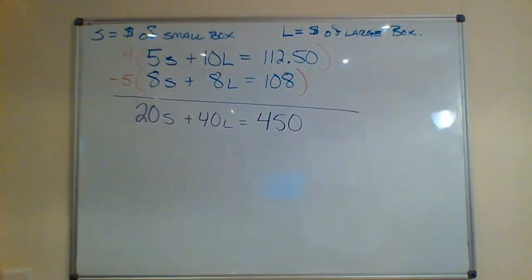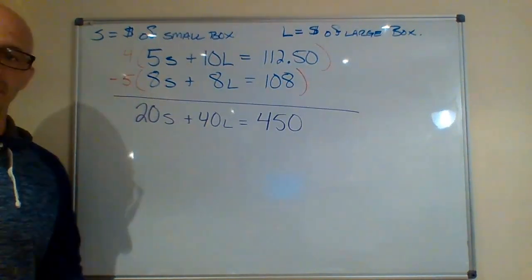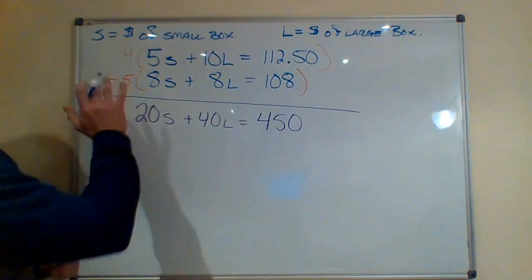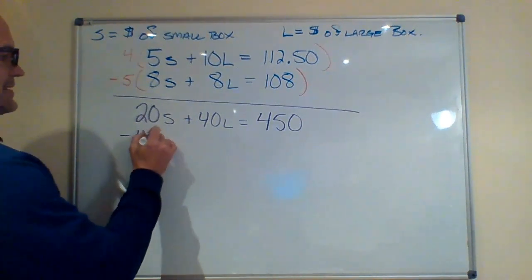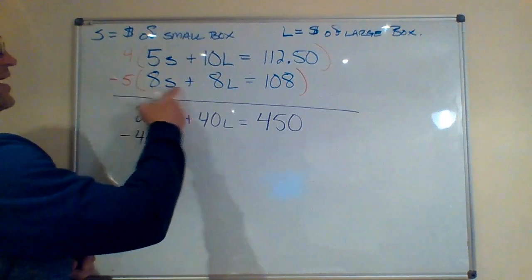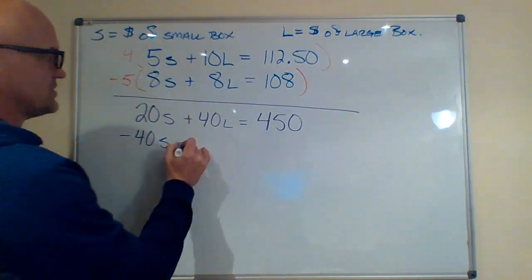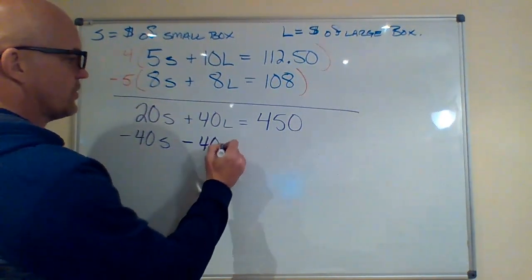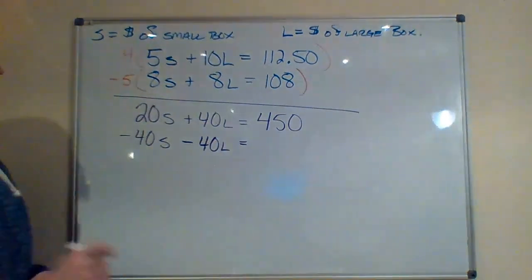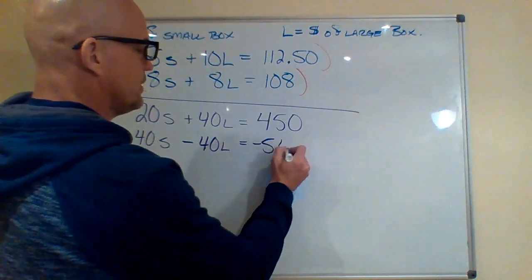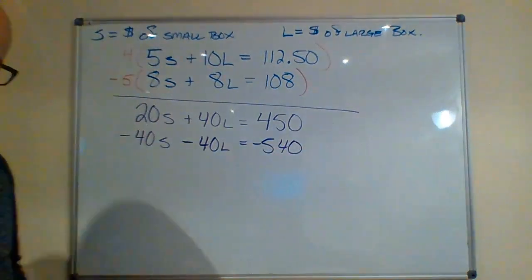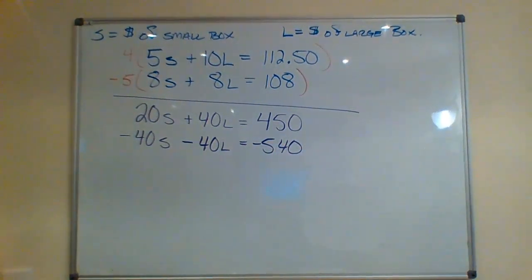When I do the bottom one, that one is -5. Don't forget the negative. -5 times 8 is going to give you -40S. -5 times 8 is also -40 for your L. And that's going to equal -5 times 108, which is -540. We can verify with our calculator if you don't trust my mental math.